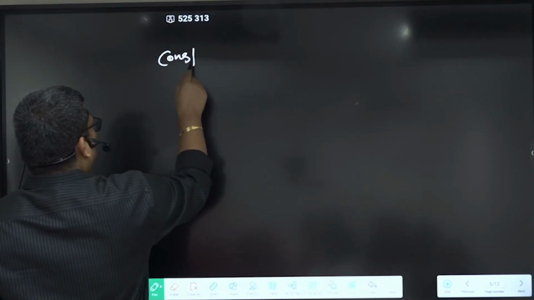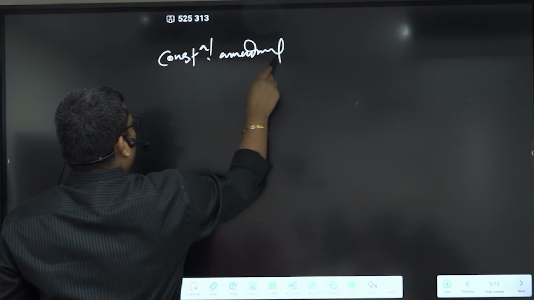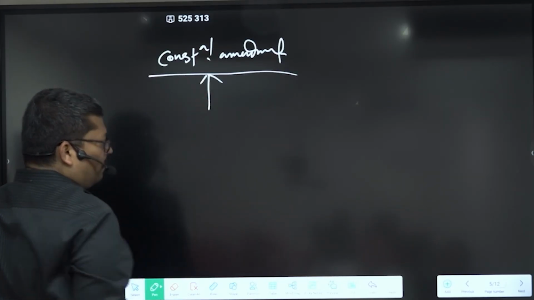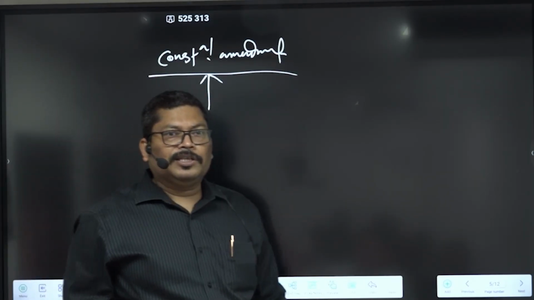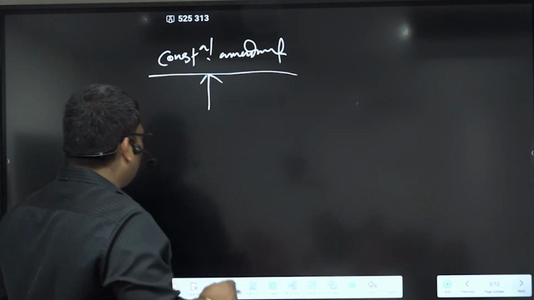See, under Indian Constitution, the concept of constitutional amendment has been derived from the constitutional scheme of which country? What would be your response? South Africa.